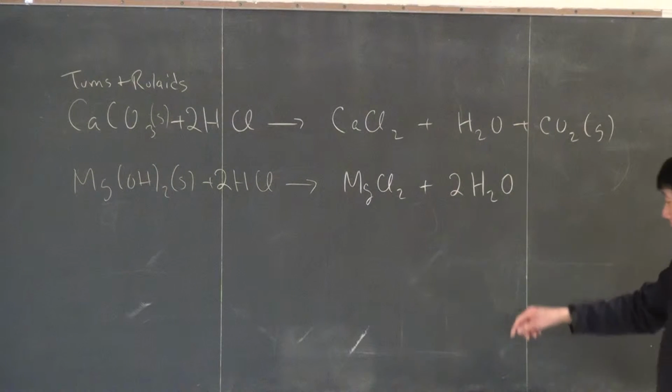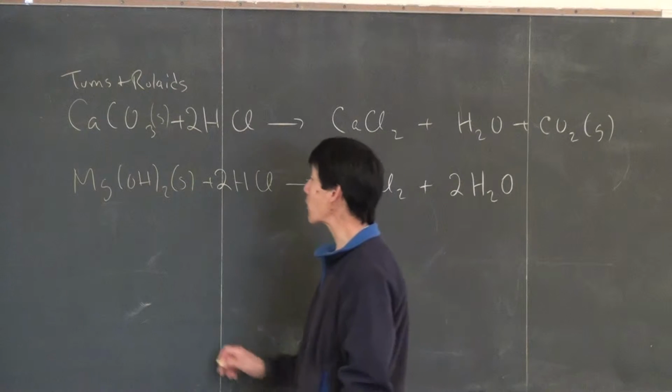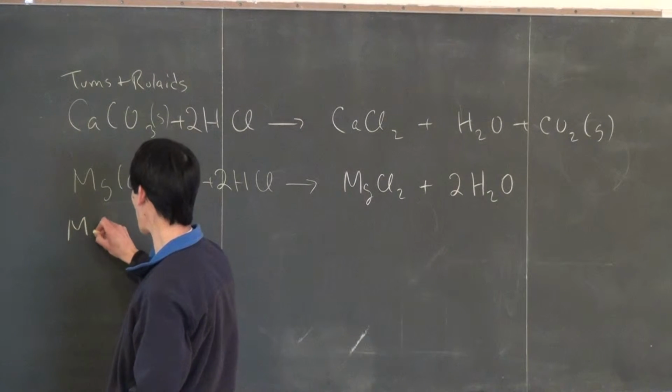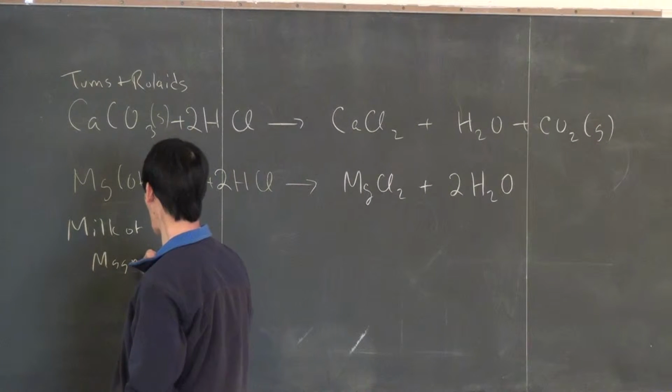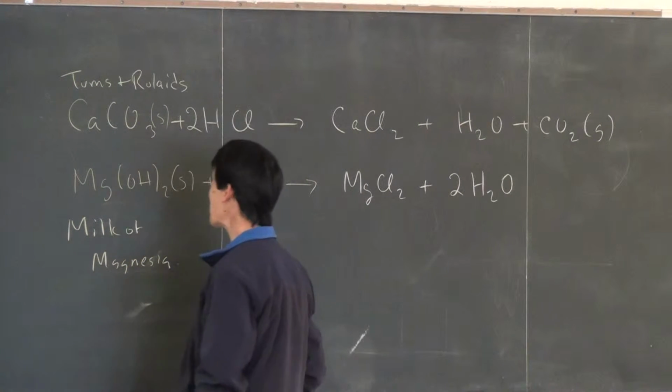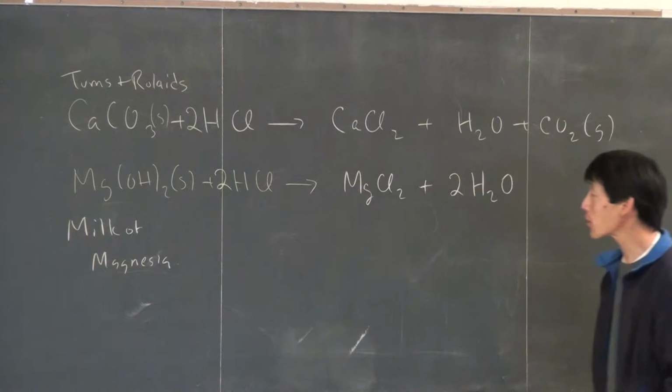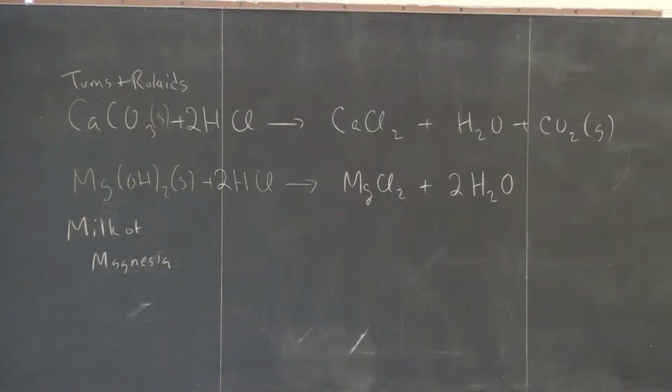Now note that magnesium hydroxide, this is the active ingredient in milk of magnesia, which is another antacid. So note that these antacids are bases. Now, if you wanted to burp, which one would you take? Why would you take Tums? Yeah, because it's producing gas.